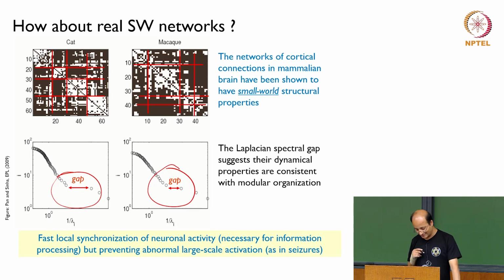And it also tells us something, that you will have very fast synchronization within each module, but the network structure prevents abnormal global synchronization, which would lead to abnormal activity like epilepsy. So that's architecture that nature has come up with to protect the brain against epileptic like seizures, but at the same time allow synchronization within local regions, which is necessary for information processing.